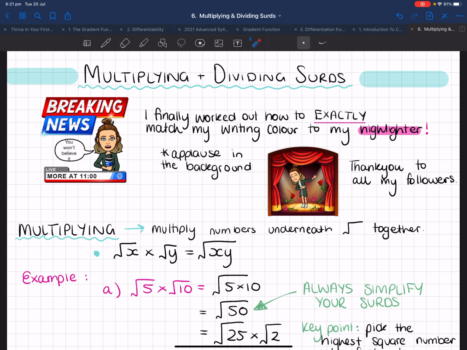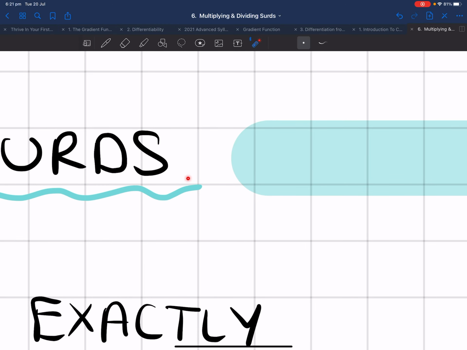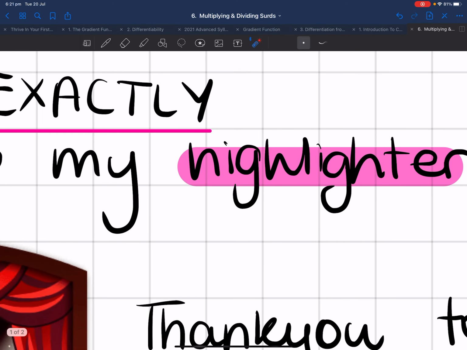just like to publicly announce that I have finally worked out how to match the colour of my pen to the highlighter I want to choose. It's taken me this long to finally work out how to do that. However, now I am so happy because I don't know if you can tell, but the colours match exactly now. These are the same colour, but they look a bit different.